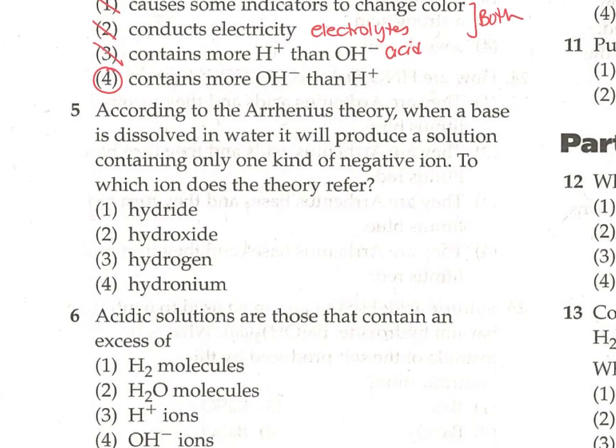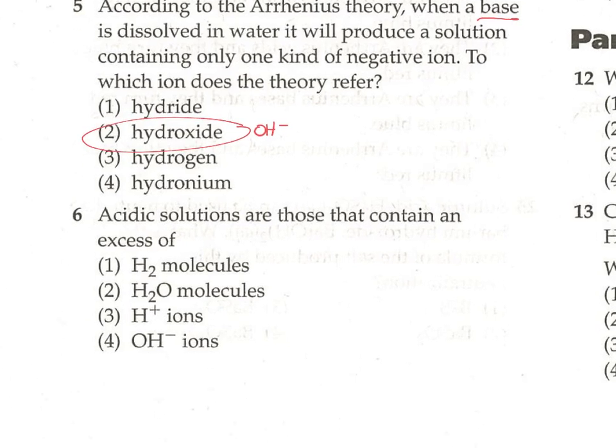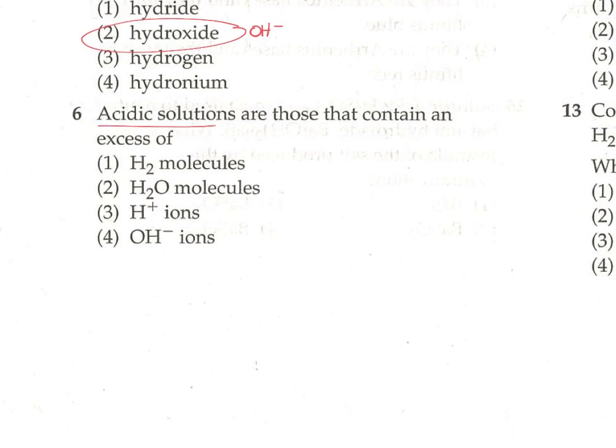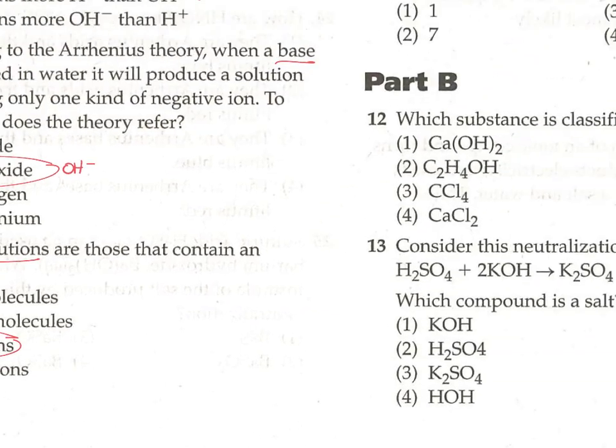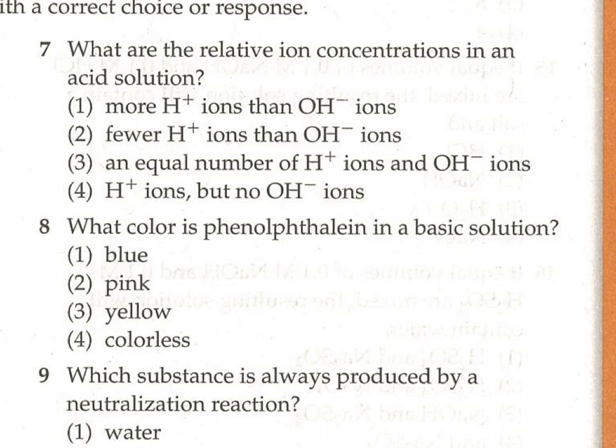Number 5 is a repeat question again. If we're talking about a base or dealing with hydroxide, that's the OH. Number 6 is repetitive as well. Acidic has the hydrogens. All right, so again, this is repetitive. Relative ion concentrations in an acid solution, we have more hydrogens than hydroxides. This is not true here. We definitely will have hydroxides because some of those water molecules split apart and produce hydroxides, but we're going to have an excess of hydrogens.